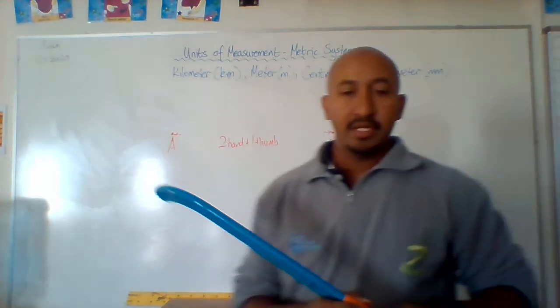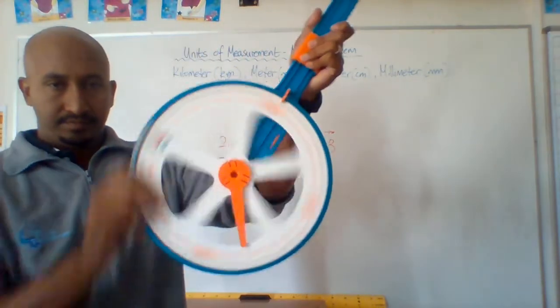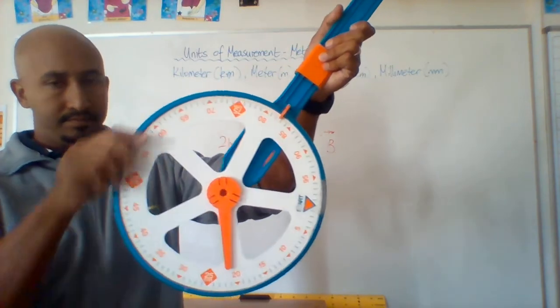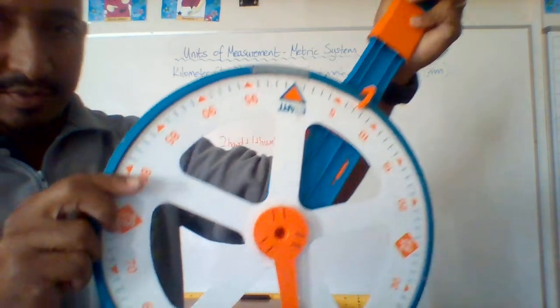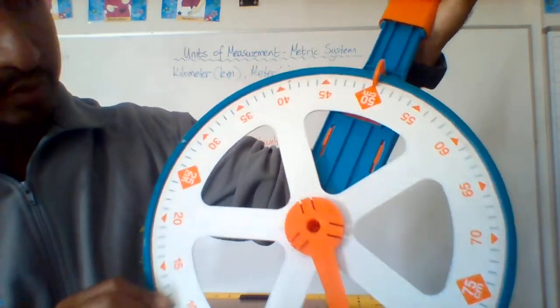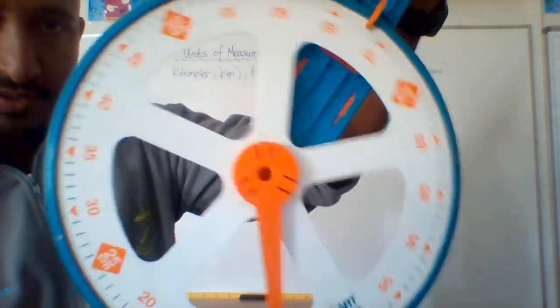For example, this is called a click wheel. And if you look carefully on it, start with the arrow at the bottom, just where it clicks, there, okay?